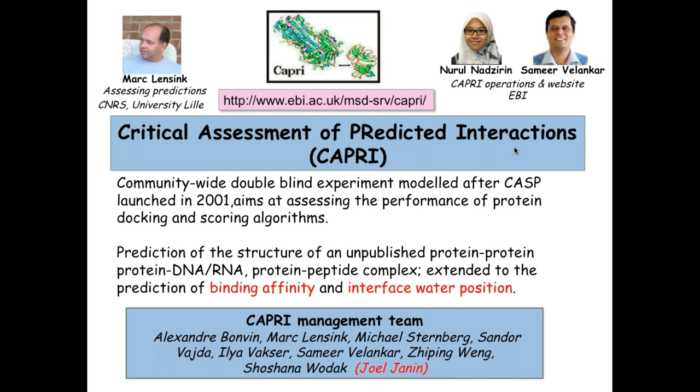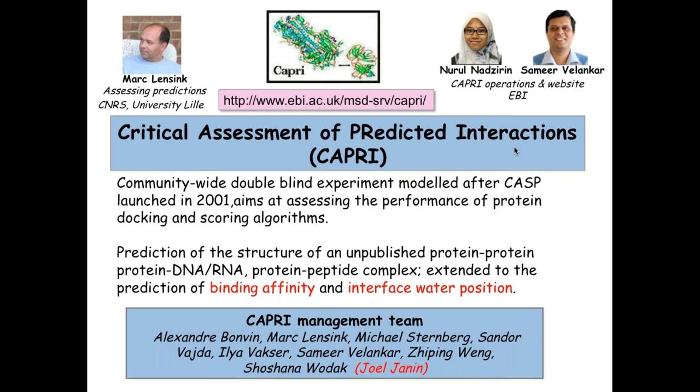So, going more deeply into CAPRI. CAPRI is a community-wide double-blind experiment. It was modeled after CASP, and it was launched in 2001, so a while ago, but after CASP. It aims at assessing the performance of protein docking and scoring algorithms, but now we can say it assesses the performance of predicting protein assemblies.